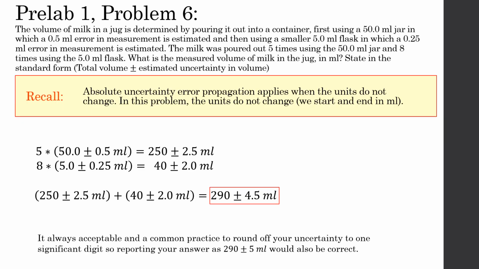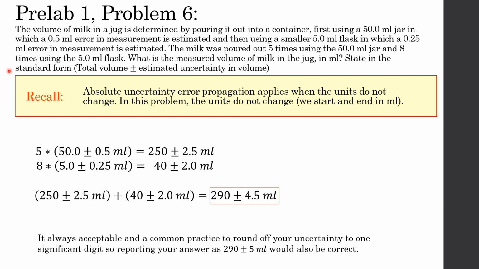Pre-lab practice problem number 6. The volume of milk in a jug is determined by pouring it out into a container, first using a 50 milliliter jar in which a 0.5 milliliter error in measurement is estimated, and then using a smaller 5 milliliter flask in which a 0.25 milliliter error in measurement is estimated. The milk was poured out 5 times using the 50 milliliter jar and 8 times using the 5 milliliter flask. What is the measured volume of milk in the jug in milliliters?